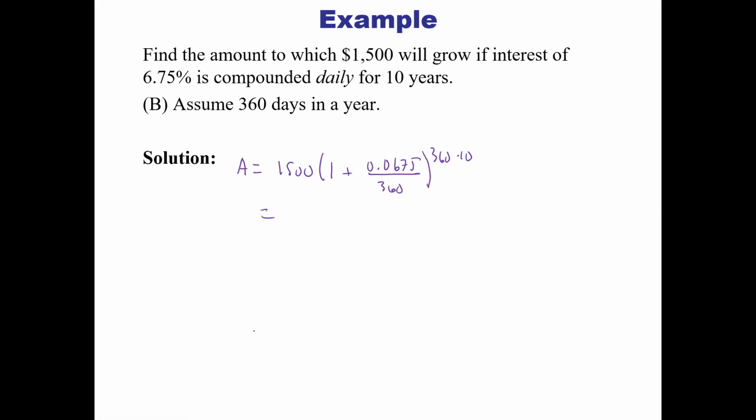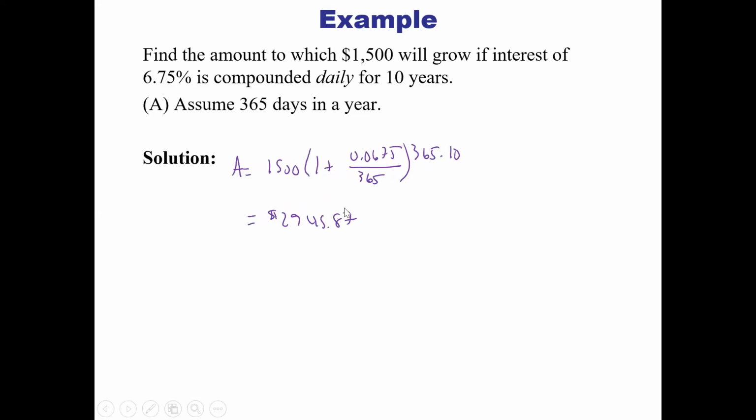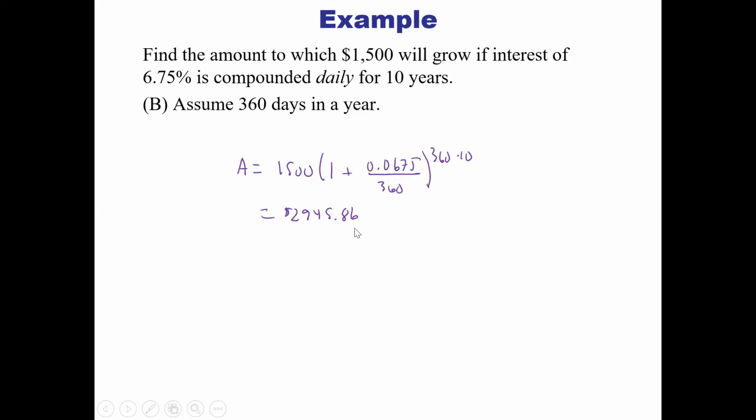So that one we get 2945.86. So with that 5 extra days, we got an extra whole penny there. So that's kind of something to notice there. You know, we got 87 with 365 days and 86 with 360 days. Okay. So let's stop there and we'll come back and look at some others in a little bit.